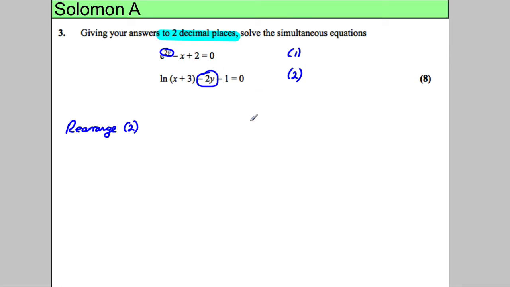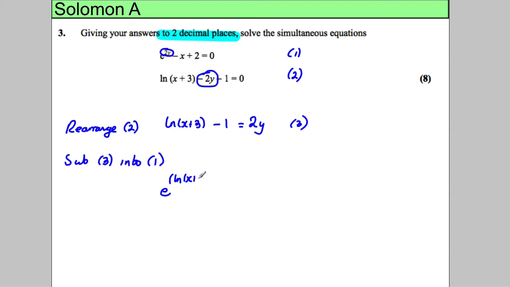So if I added 2y to both sides, it would be 2y is equal to the natural logarithm of x add 3 take away 1. Okay? Now that's 2y. So I could call that equation 3, and I could substitute 3 into 1. So I'd have e to the 2y, so e to this thing here, natural logarithm of x add 3 take away 1, and then take away x add 2 is equal to 0.